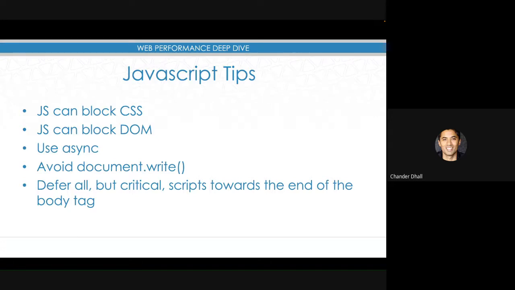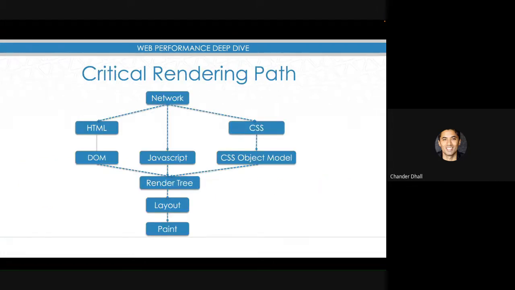So what are the JavaScript tips? JavaScript can block the CSS object model as well as the DOM. So use async and avoid document.write because it's blocking. And the last thing is very important. If you're on HTTP 1, defer all but critical scripts towards the end of the body tag. And even in HTTP 2, this is not a bad strategy. It's just that you have a lot of other ways to do similar things. But for the most part, critical scripts can be at the top as long as they're pretty minimal and not bulky, and then the rest stays at the bottom.